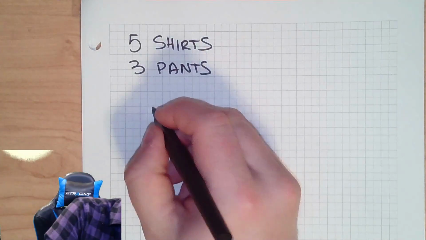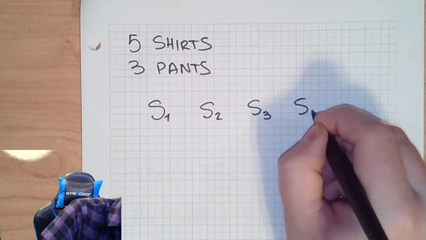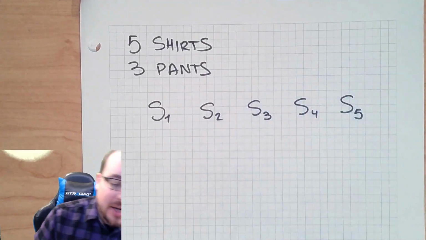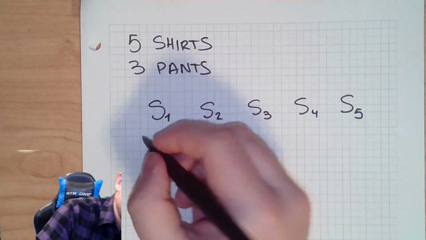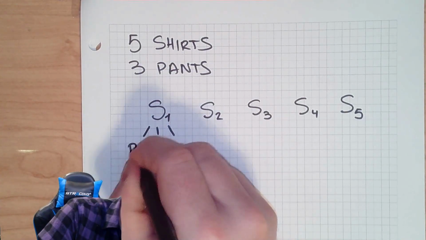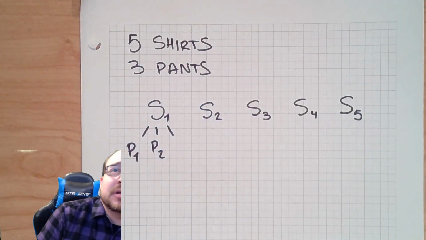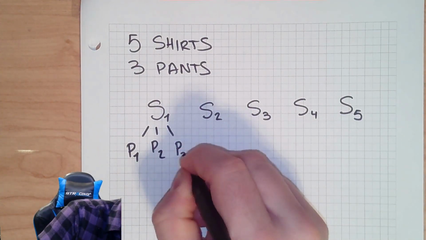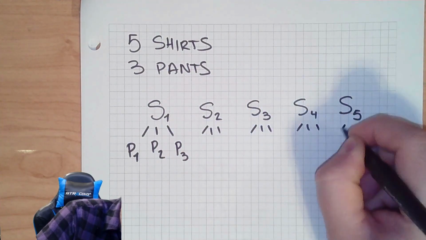So if I have 5 shirts, we'll call this shirt 1, shirt 2, shirt 3, shirt 4, and shirt 5. Each of those could go with each of my pairs of pants, right? So I could have shirt 1 paired with pants 1, shirt 1 paired with pants 2, or shirt 1 paired with pants 3. And I can do the same thing for each one of these.